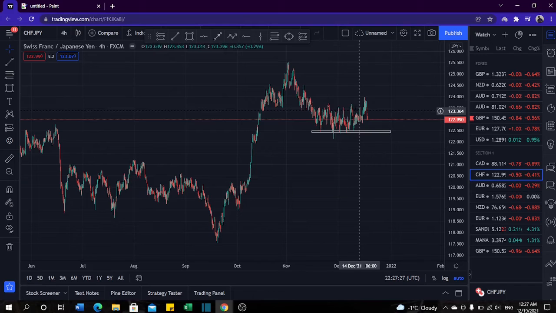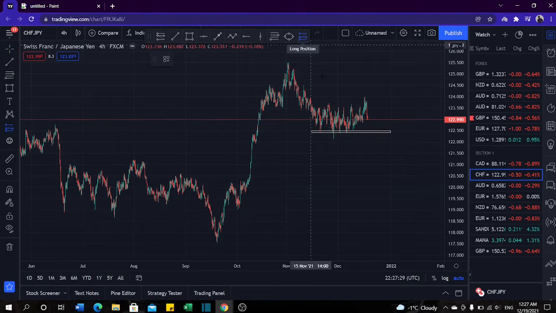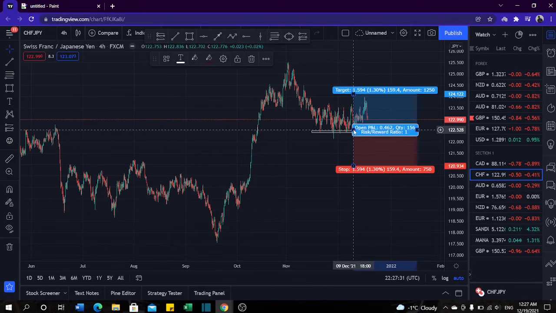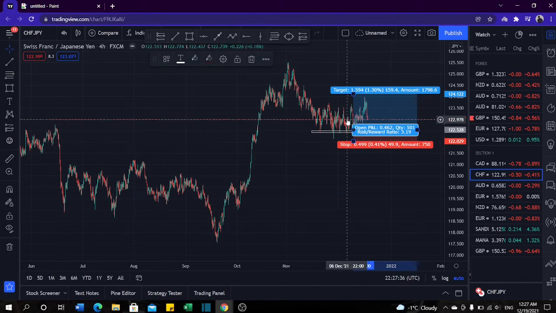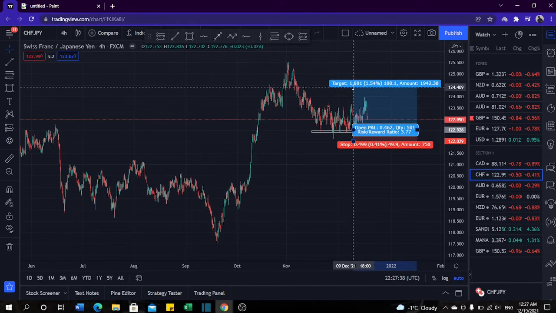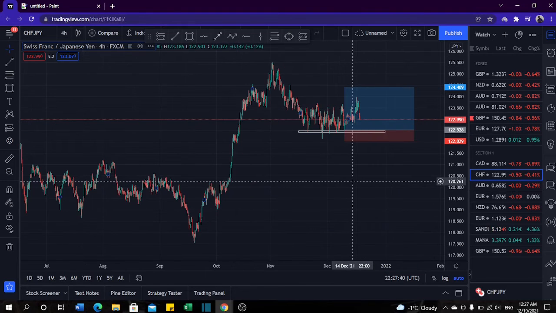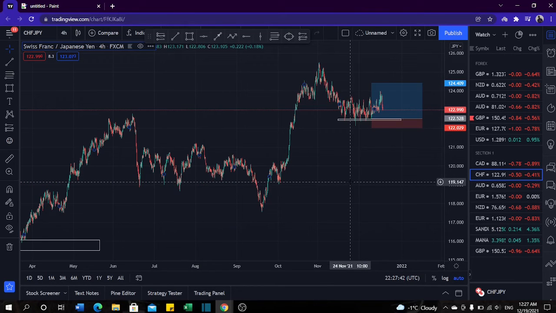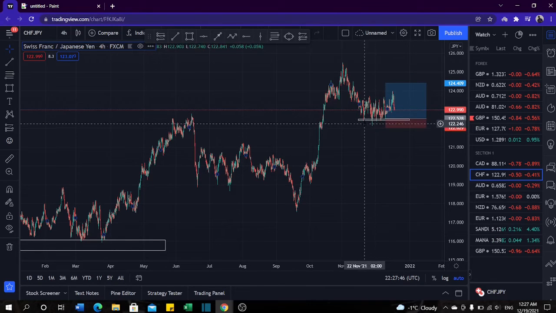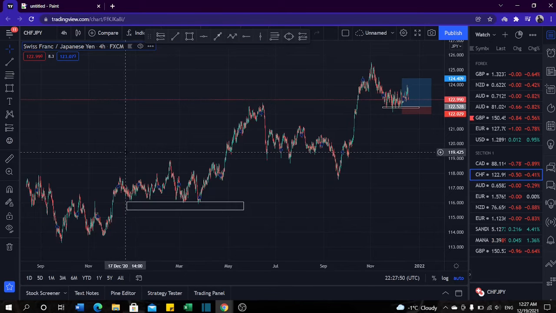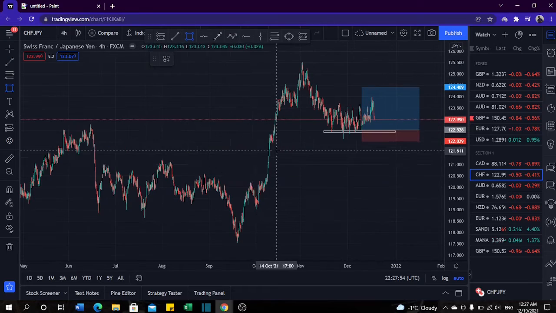So as a trader, I can decide to just place my buy from this point in time. I place my stop loss below the support area, and I just take my take profit from there. So that's the idea behind support and resistance. Support is an area where price fails to break below, but resistance is an area like in this point in time.